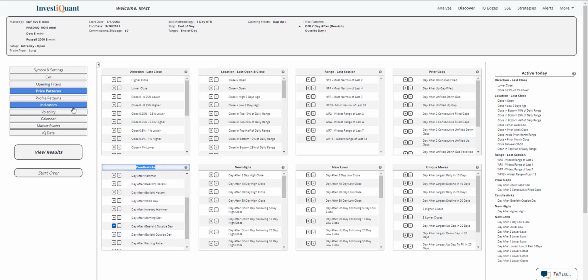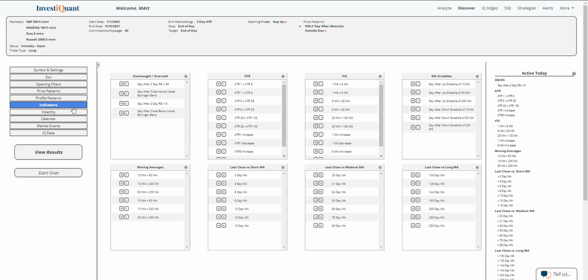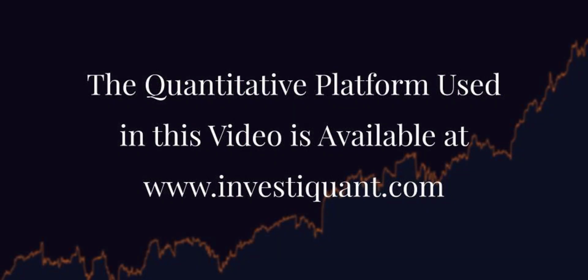And then next, I'm going to put us in a similar market environment. We've been selling off the all-time highs, but we're still well above the 200-day simple moving average. So I'm going to add below a 10, but above a 200-day simple moving average. And now I can click View Results.